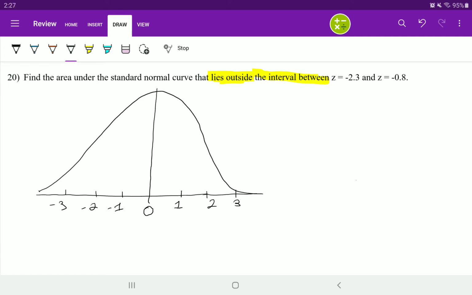So, we have negative 2.3, which I'm going to place right here because negative 2.3 is between negative 2 and negative 3, closer to negative 2. Z equals negative 2.3. And we have z equals negative 0.8, which is between 0 and negative 1, but closer to negative 1. I'll put that right here.